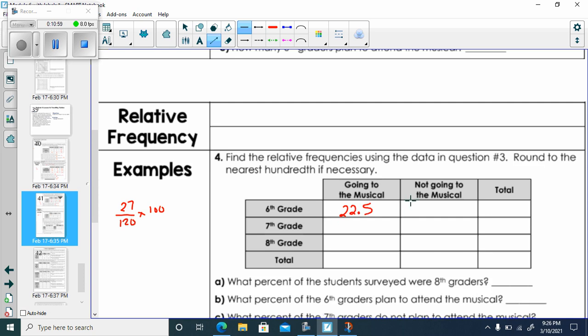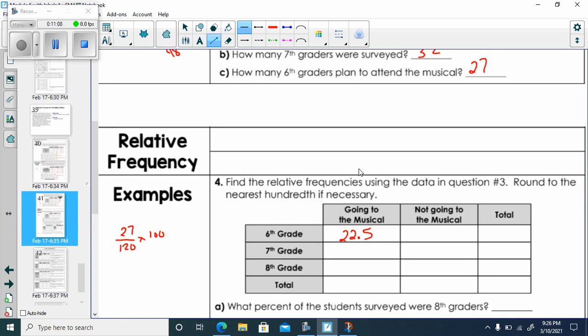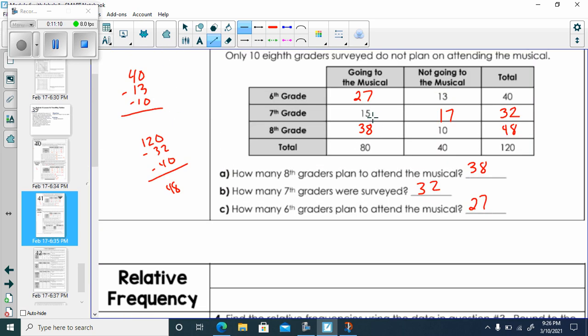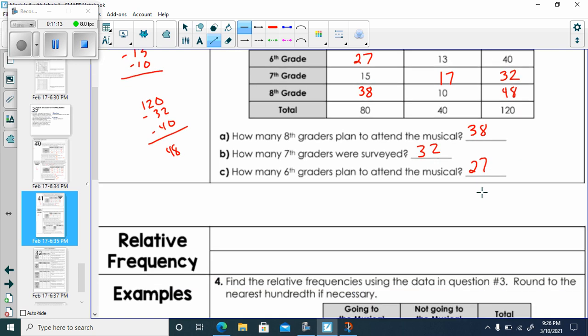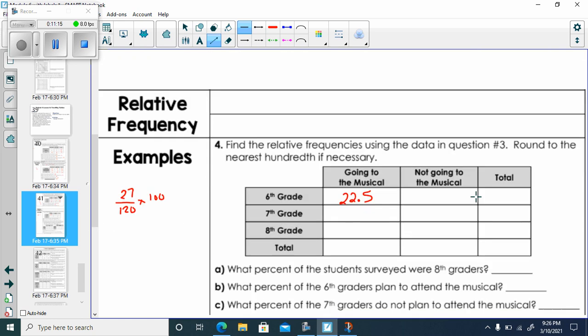from the sixth grade are going to be 22.5% of these people here of the total number surveyed that are sixth graders who are going to the musical. How about this one? 15 out of 120. Okay. 15 divided by 120 times 100 would give you 12.5%. 12.5% of the people surveyed are seventh graders who are going to the musical.